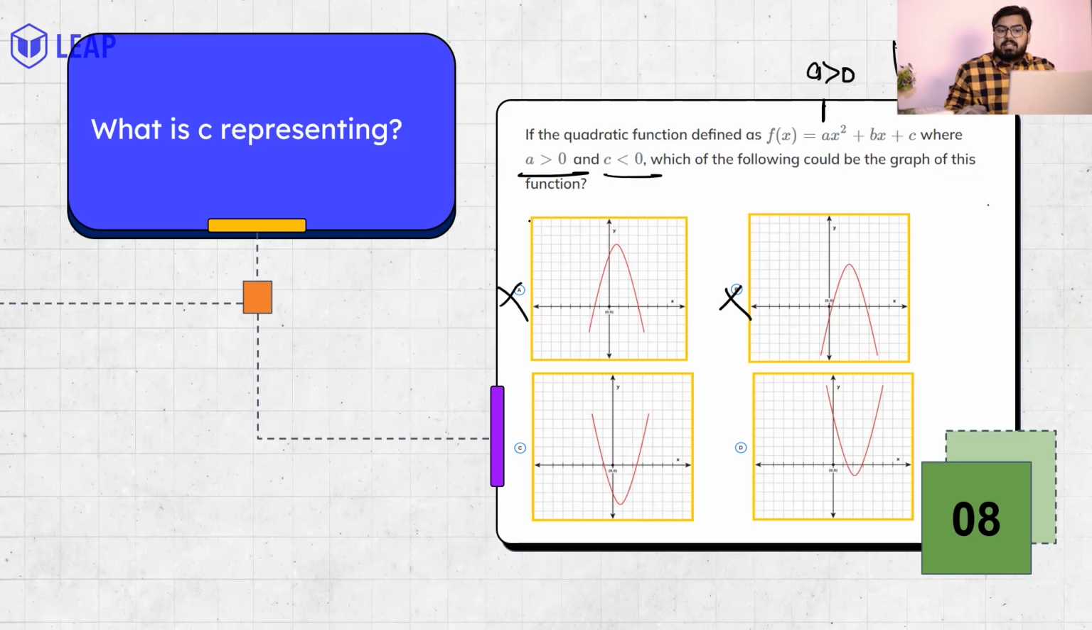Now, c is less than 0. In this case, what does c represent? c represents the y-intercept of the parabola, right? Which means the y-intercept is less than 0. In which case is the y-intercept less than 0? In option C, the y-intercept is negative. Less than 0 means negative. But in option D, the y-intercept is positive. But knowing that the y-intercept is negative, it has to be option C, right?